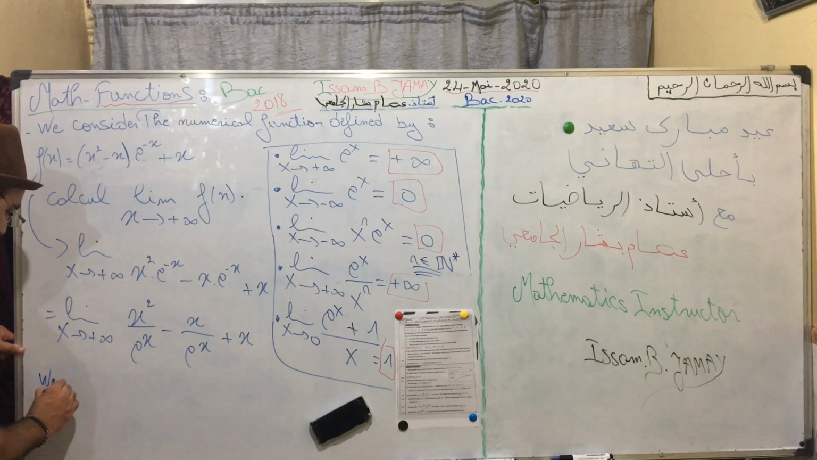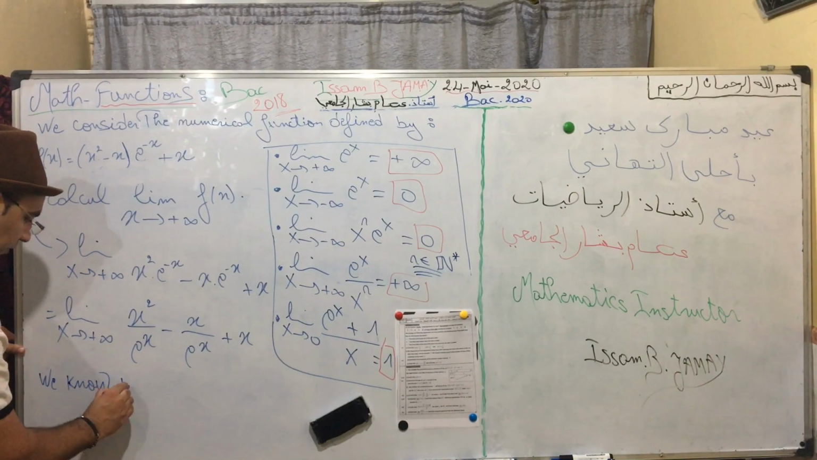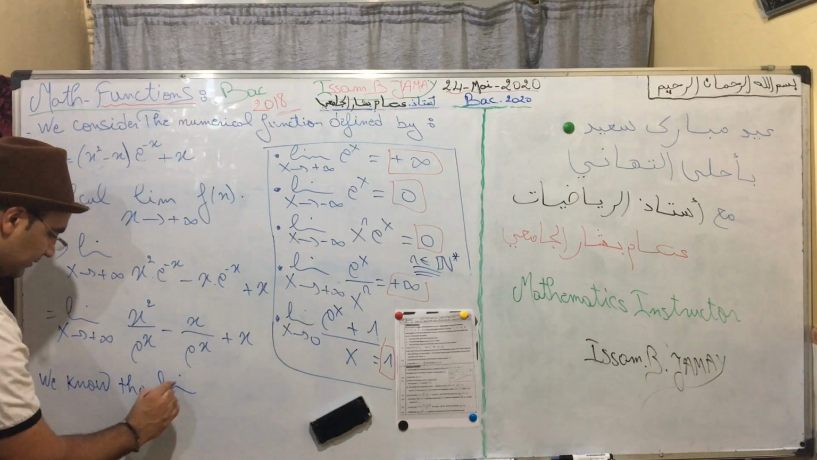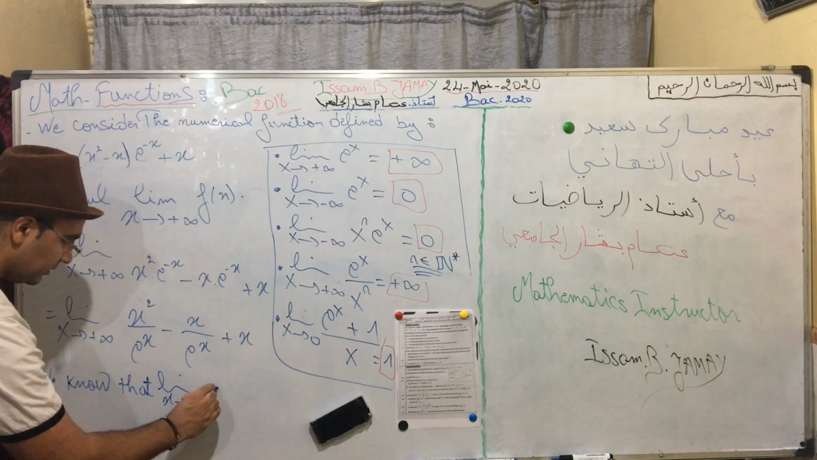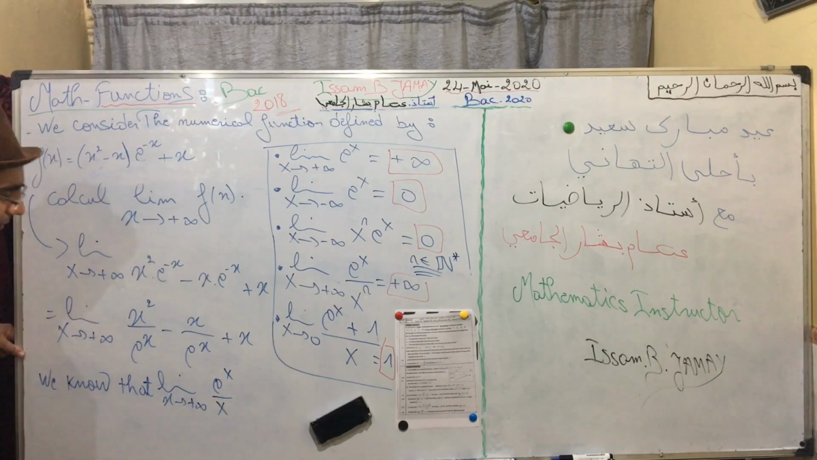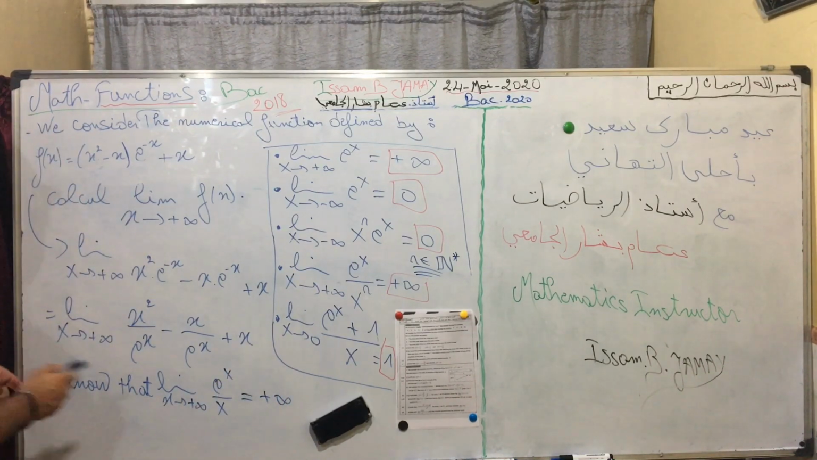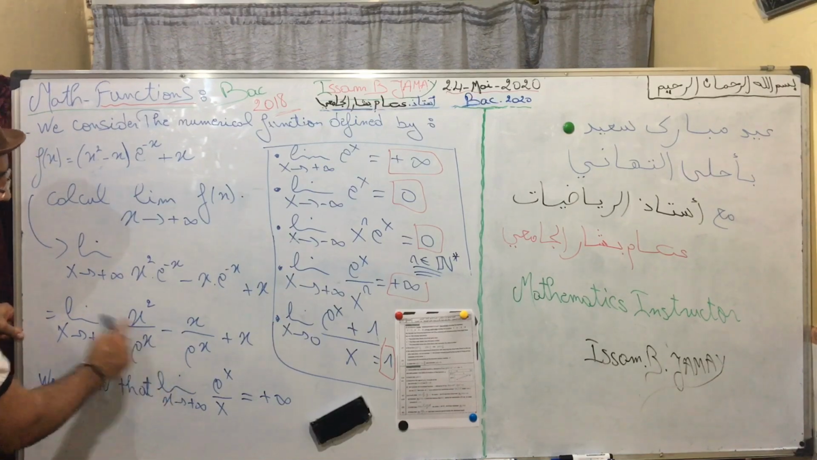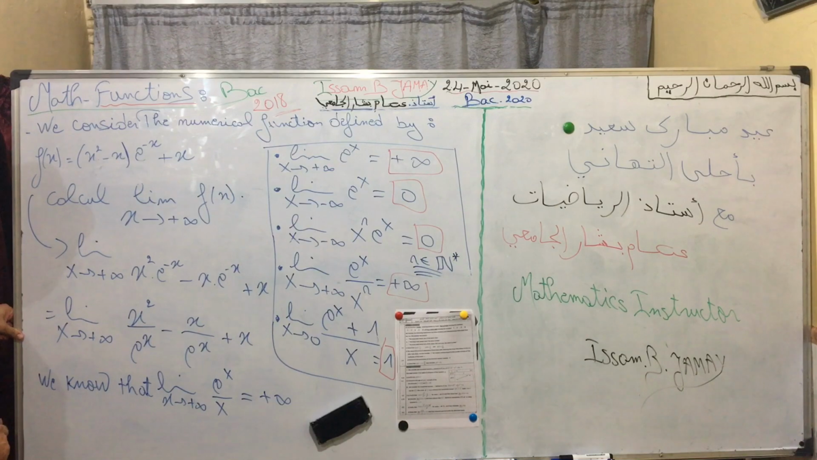We know that the limit when x goes to plus infinity of exponential x over x is equal to plus infinity. All right? So this is the remarkable limit. So this one is the inverse of this one. Are we okay with that?